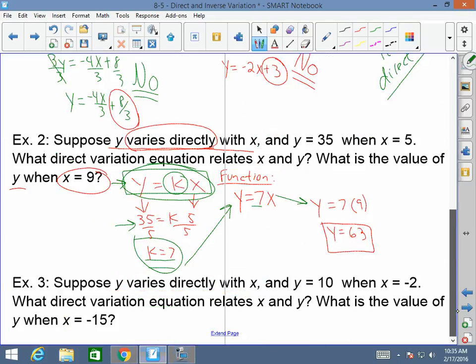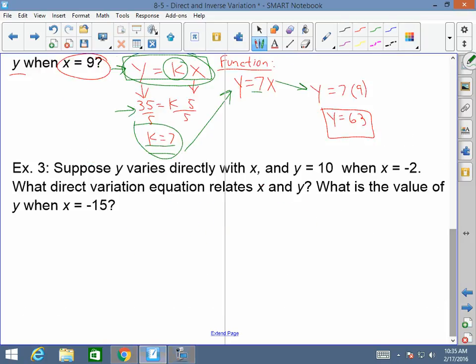For example 2, does anyone have any questions on example 2? Okay, thank you, gentlemen. Let's go to example 3. Suppose y varies directly with x. Ding, ding, ding. That's your key right there. Varies directly. So y equals kx. We know that much. And y equals 10 when x is negative 2. What direct variation equation relates x and y? And what is the value of y when x is negative 15?